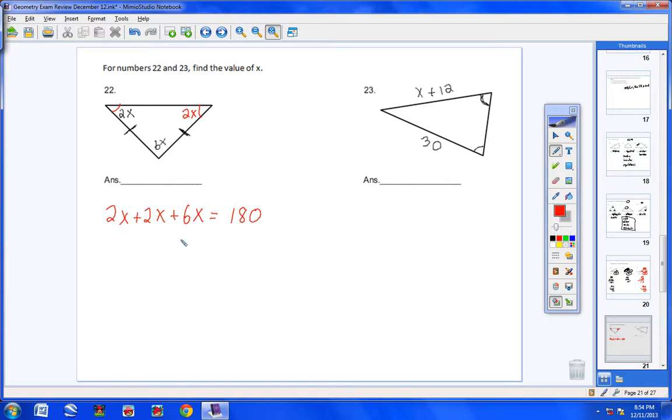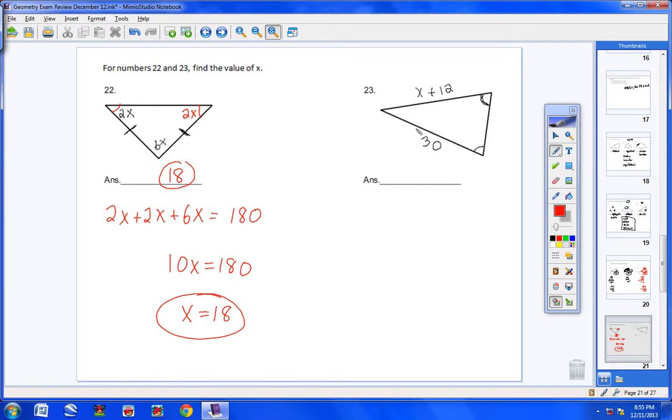So now I'm ready to solve this. 2 plus 2 plus 6 would be 10x equals 180. Let's divide both sides by 10, and x equals 18. That was pretty simple. Once I realized that when two sides of a triangle are congruent, their opposite angles are congruent, then I could set this up pretty nicely: 2x plus 2x plus 6x equals 180, and then solve.